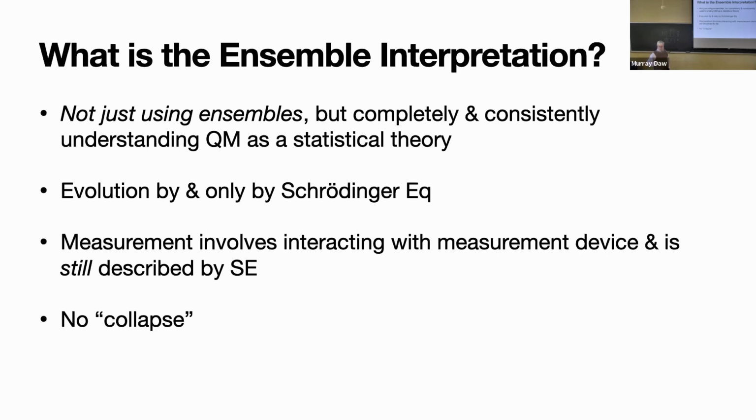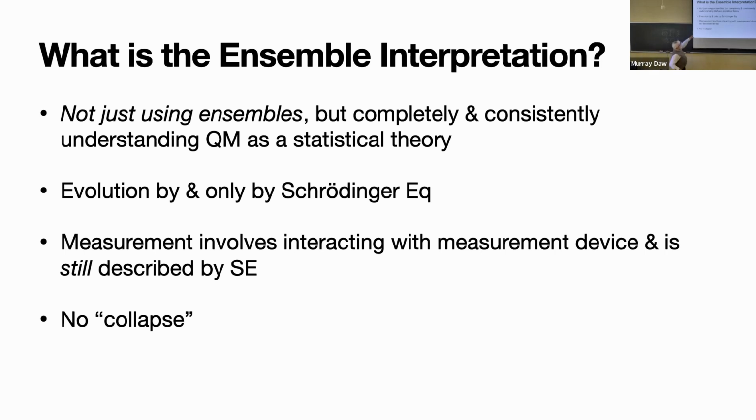Okay, but you're familiar with the ensemble interpretation. It's not just using ensembles, but using them completely through. We'll see that more when we talk about measurement next semester, so we'll get into this quite a bit more then. But we have no wave function collapse. Measurements are done on ensembles. The evolution of the wave function is given by the Schrodinger equation. And that's it. You never need anything else.